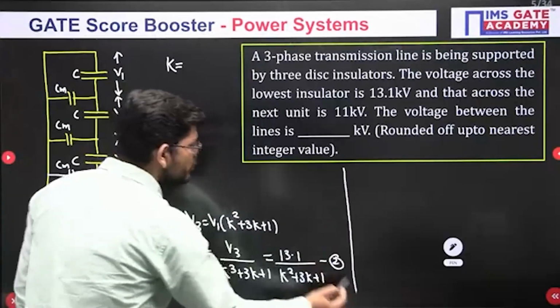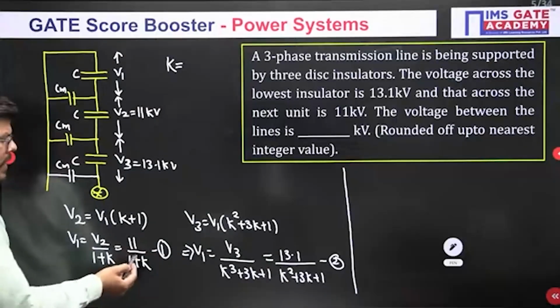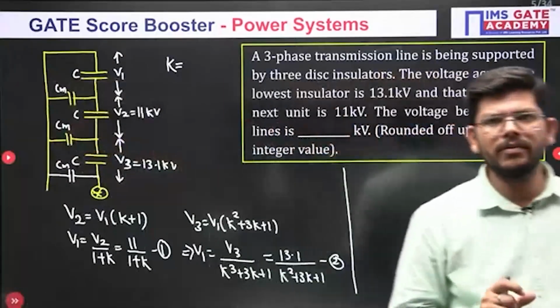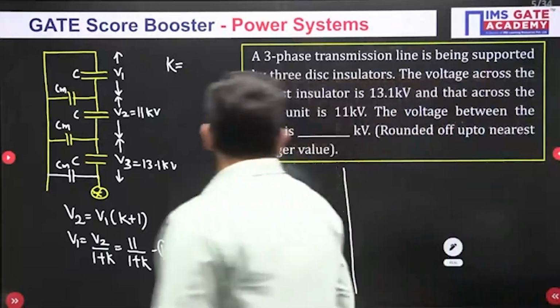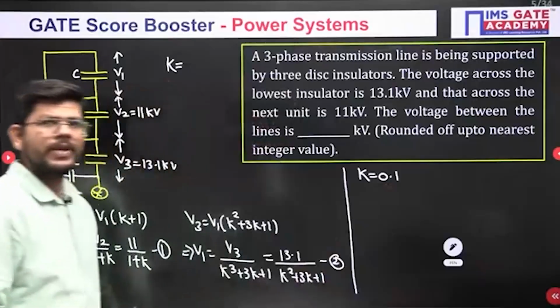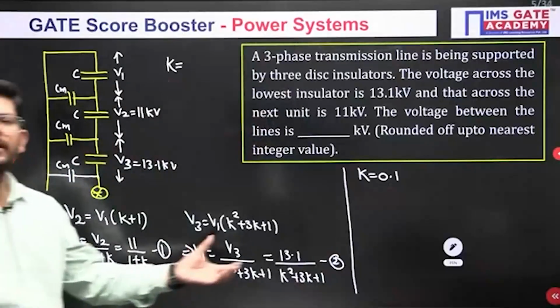Now when you solve these two equations, okay, the only unknown is K. So when you solve this for K, the acceptable value of K that you will get will be 0.1. Okay, so from 1 and 2 you will get 0.1.